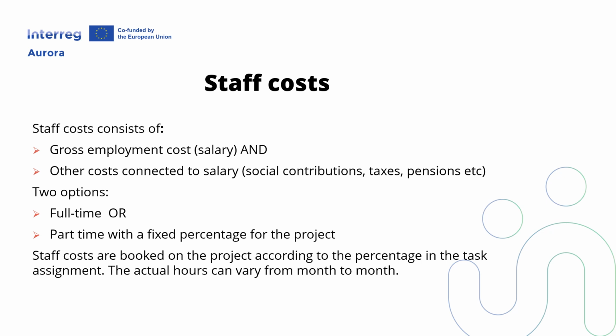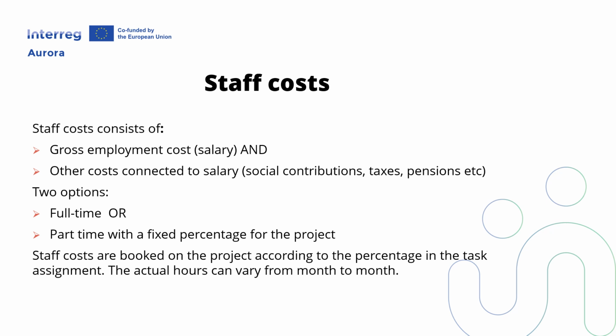Interreg Aurora uses only one method to report staff costs, and it is the fixed percentage method. Hence, no option for time reporting. This means that the two options to report staff costs are either full-time or part-time with a fixed percentage in the project. So for each staff member in the project, a fixed percentage of time to be worked on in the project should be determined in advance.